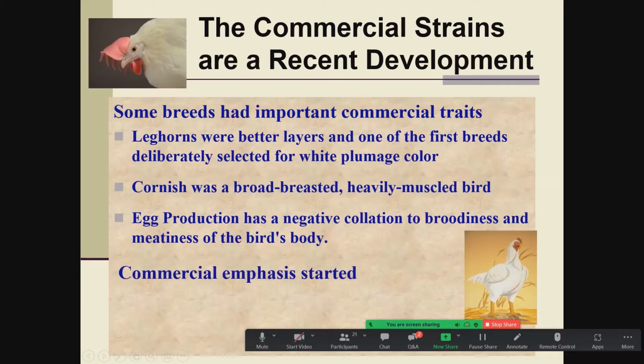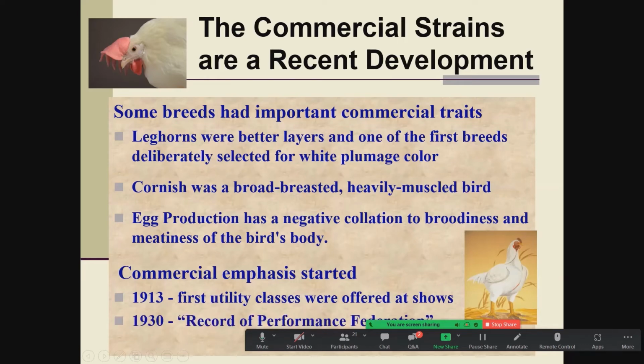Commercial emphasis started really in the first real record of any kind of utility classes. In other words, someone selecting for birds that were for meat and/or egg production was at a show in 1913. Then in the 1930s, they started the Record of Performance Federation. It was a way of keeping track of how birds were growing and what kind of meatiness and egg production you were getting.